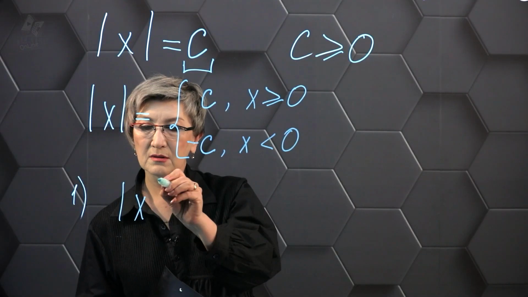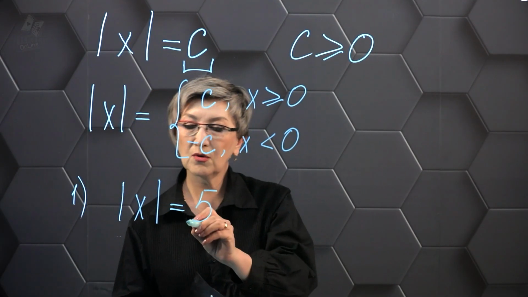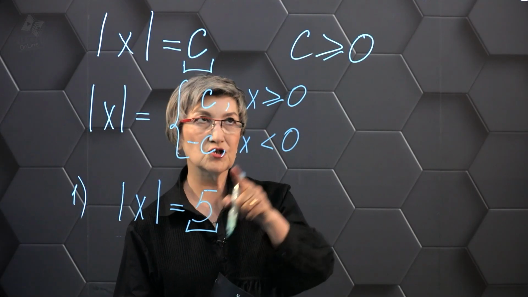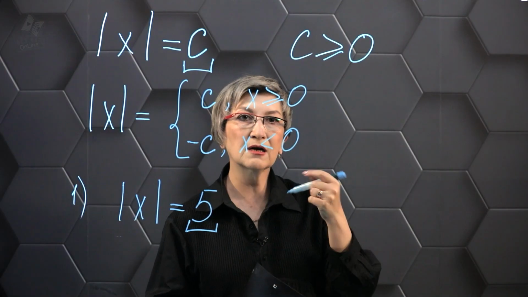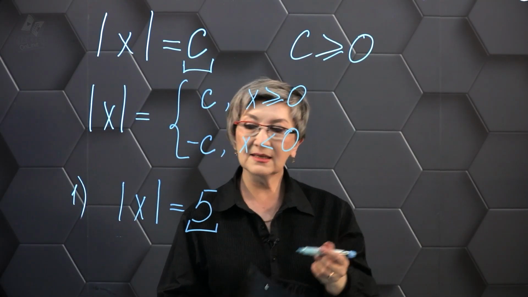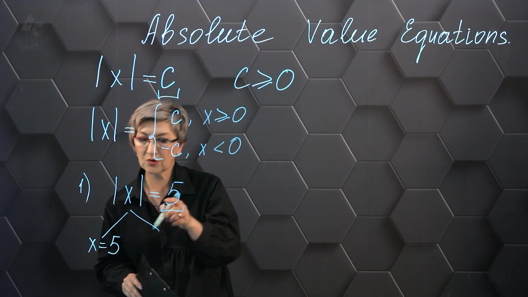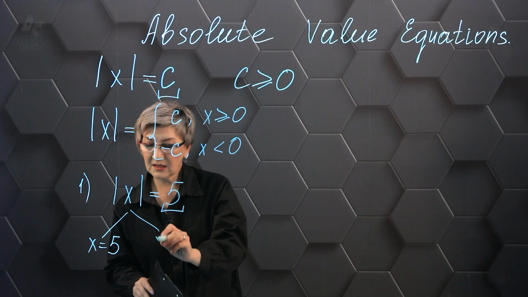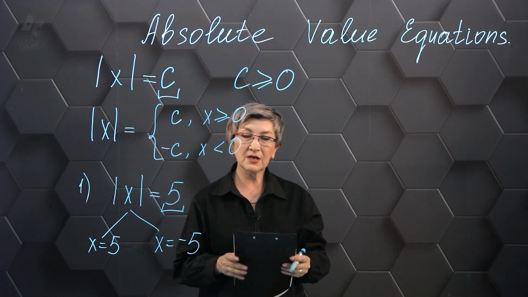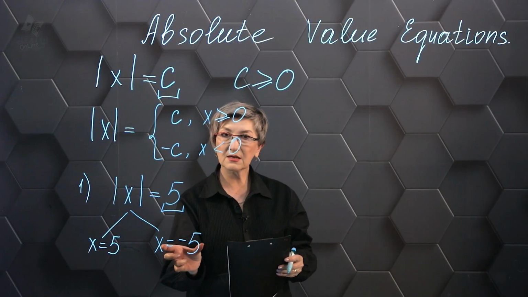If the modulus x equals the number 5, then we'll check the number 5 first. Why? Because this number must be greater than or equal to 0. This number is greater than 0. Then x is equal to the number 5 itself, and x equals minus 5. When we solved this equation, we came up with two roots, x equals 5 and x equals minus 5.